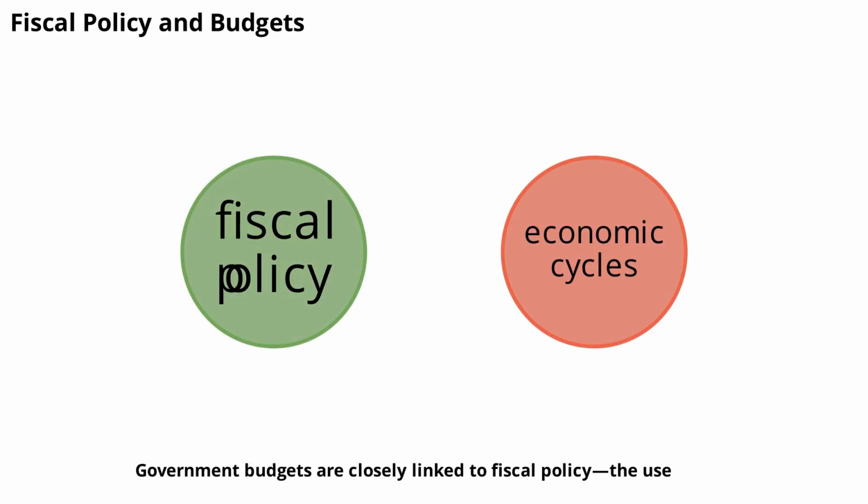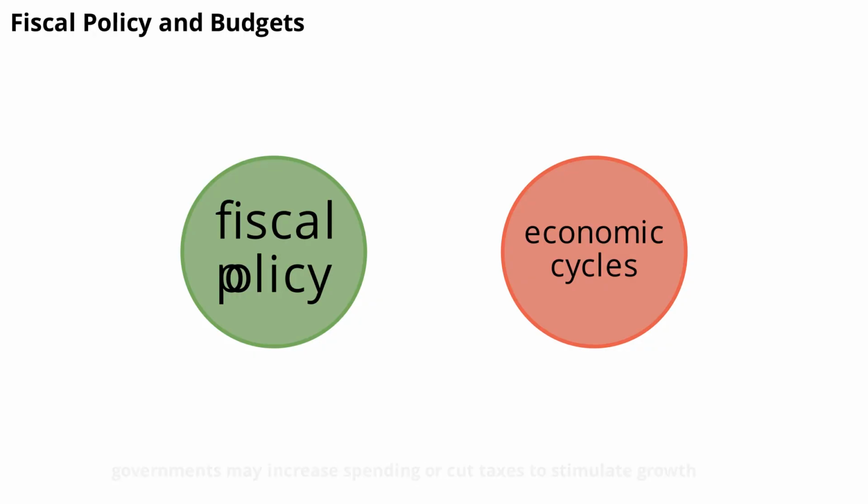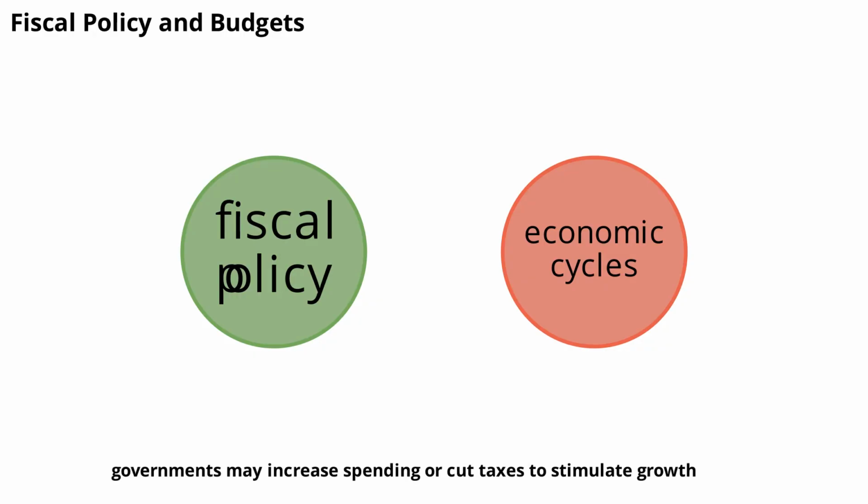Government budgets are closely linked to fiscal policy, the use of government spending and taxation to influence the economy. During recessions, governments may increase spending or cut taxes to stimulate growth. In boom times, they might reduce spending or raise taxes to prevent inflation. The budget is a powerful tool for managing economic cycles and promoting stability.